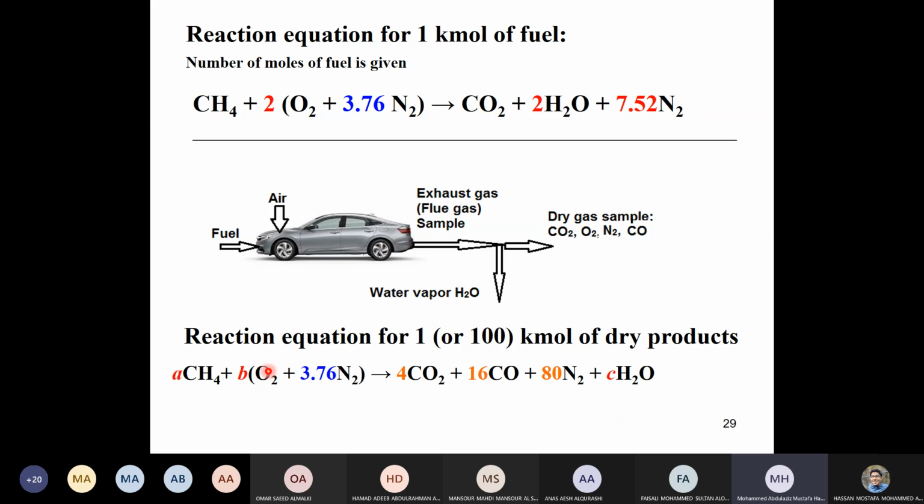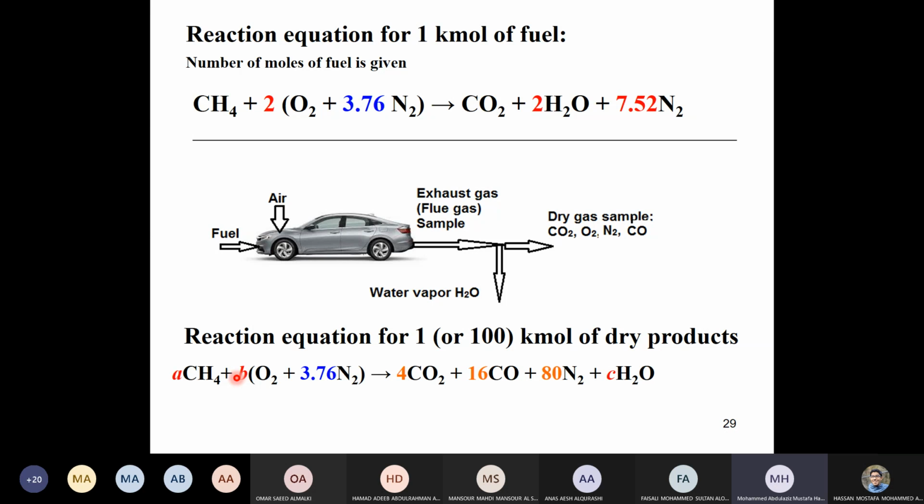So you can balance carbon, so A will be equal to 4 plus 16. This is the balance for carbon in this case. And then you balance for hydrogen to get C. So you balance carbon, get A. You balance hydrogen to get C. Then you balance oxygen to get B.